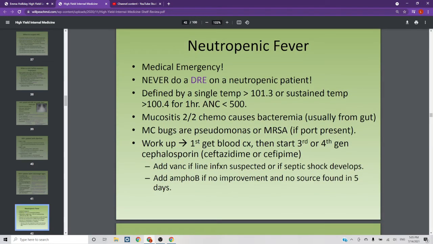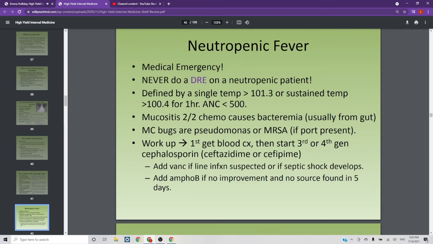All right, so when they present to the ER, what are you not going to do to them? Stick your finger in their butt. So neutropenic fever patients never get a DRE. Why not? You can induce bacteremia in these patients by inducing translocation of normal gut flora across the wall. So never ever digital rectal exam.